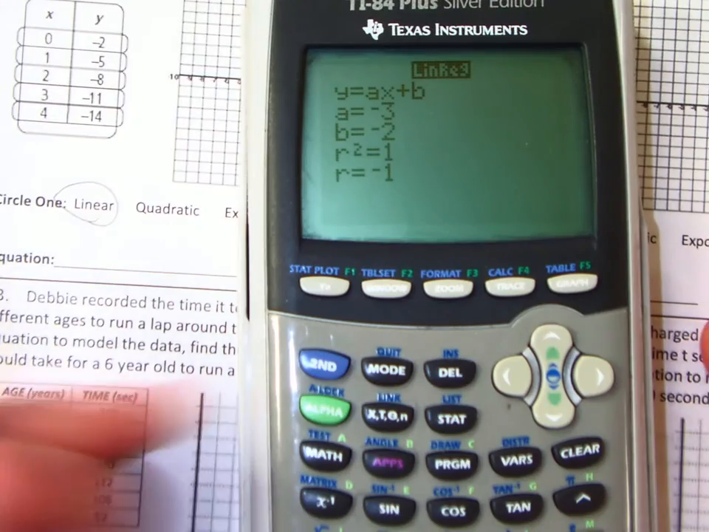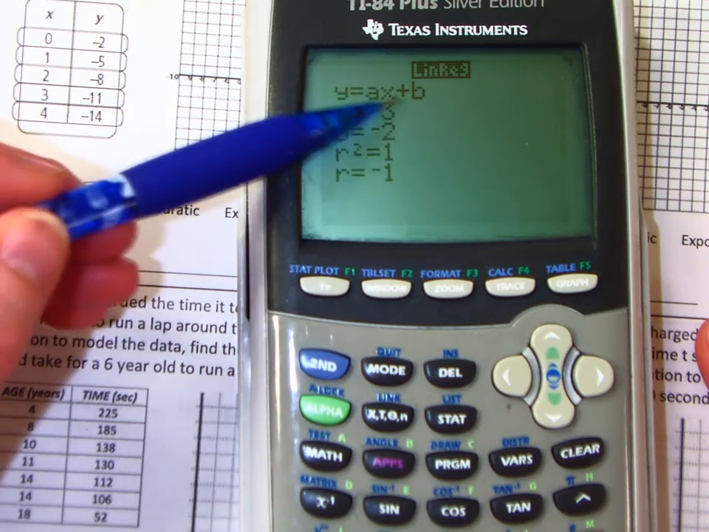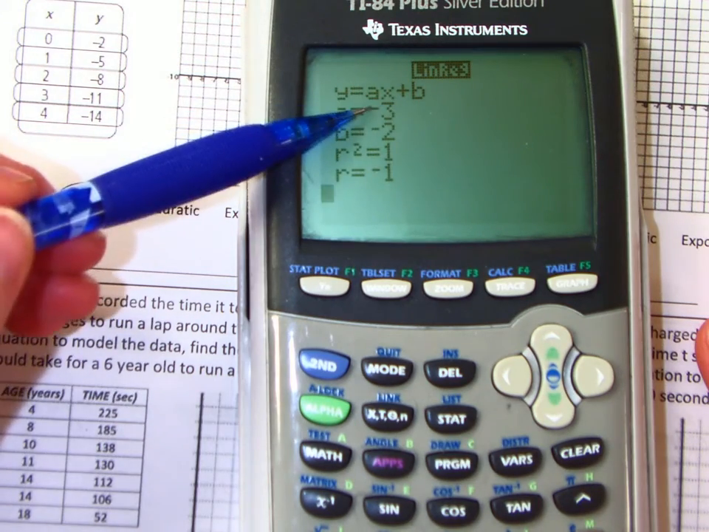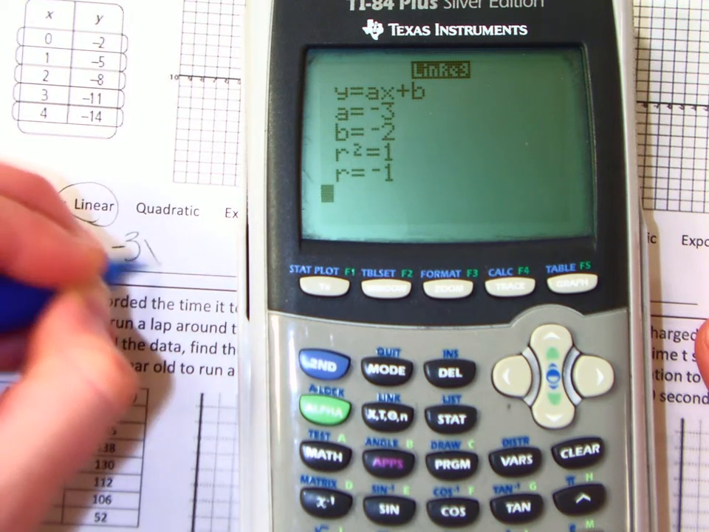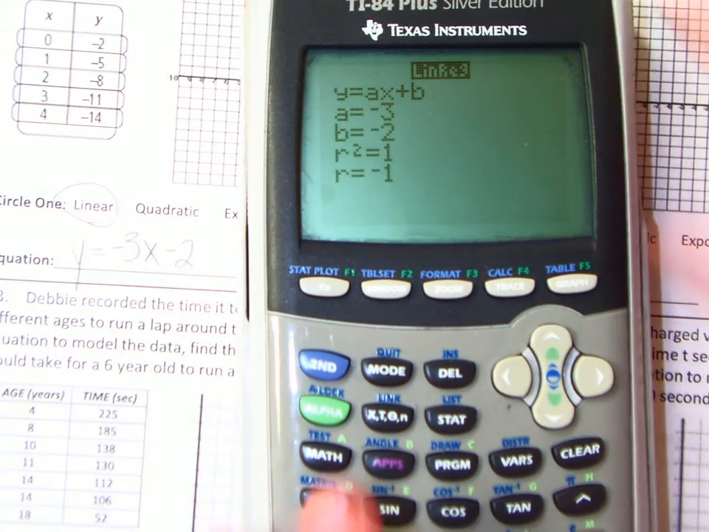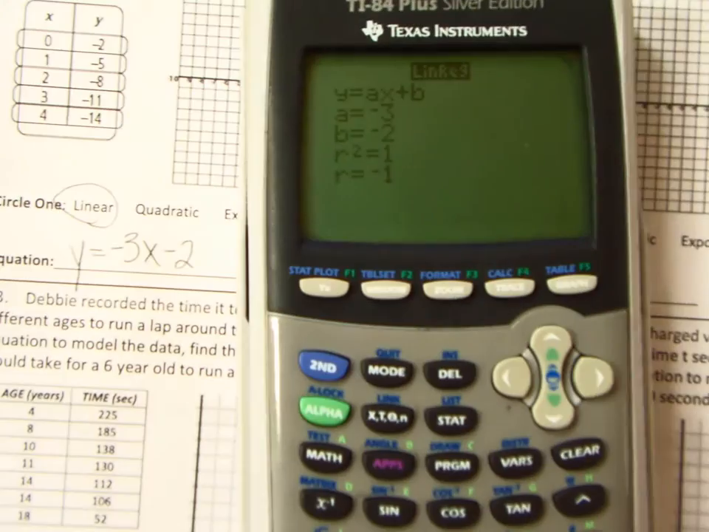Their equation would be y equals ax plus b. A is -3 and b is -2. Most students were able to do that during the class time today.